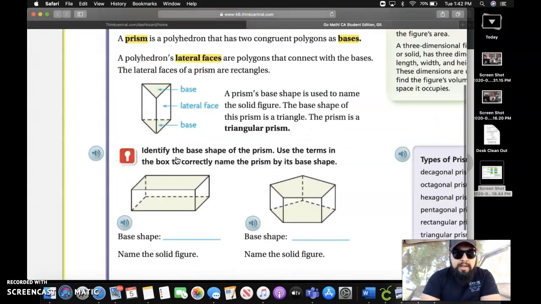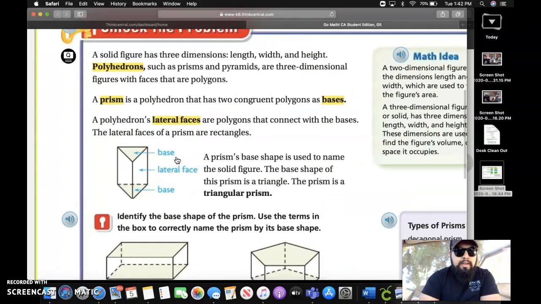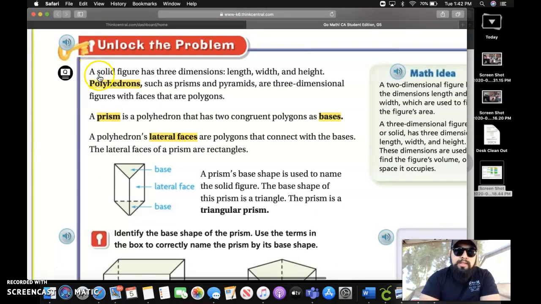Let's look at some of the vocab. So right here it says a solid figure has three dimensions: length, width, and height. And we talked about that. Length, and then width goes back, and then height.